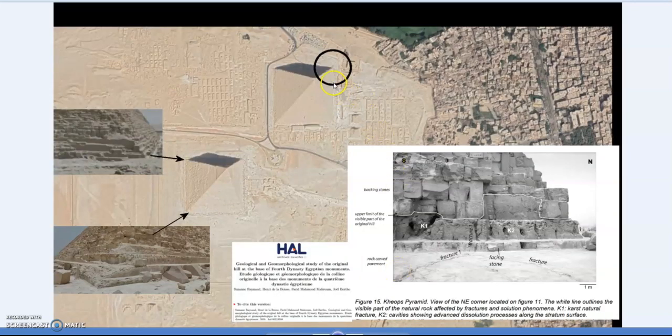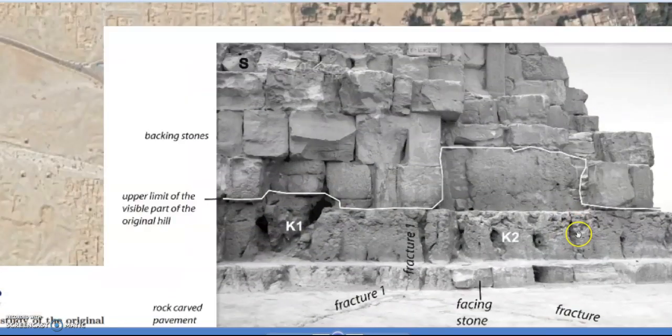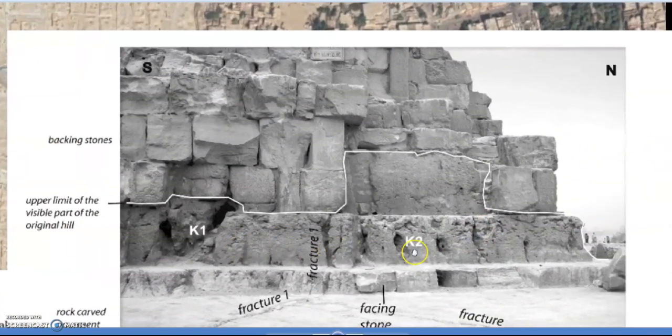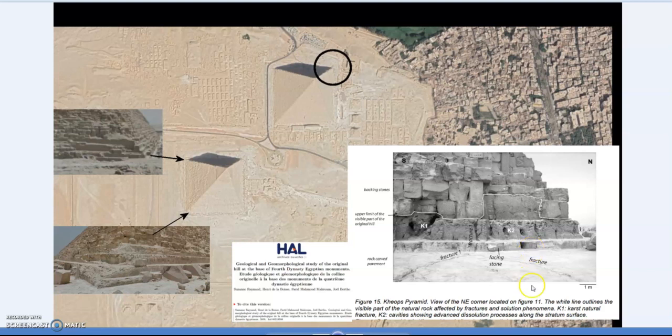The same can be said of the Great Pyramid. So there on the northeast side, again we can see this image where we have natural surviving stone, the original hill, mountain.